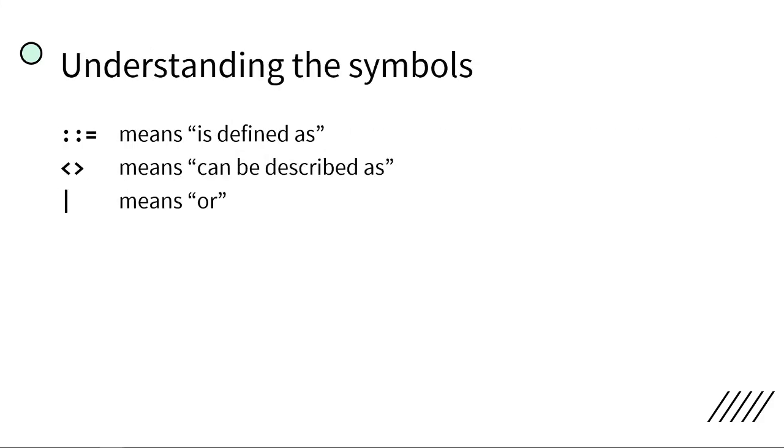So first, let's understand the symbols used in the Backus-Naur form. First, we have this symbol, which means is defined as. Next, we have the lesser than and greater than signs. So it means can be described as. And then the pipe symbol means or.